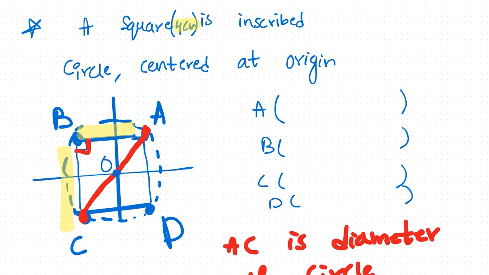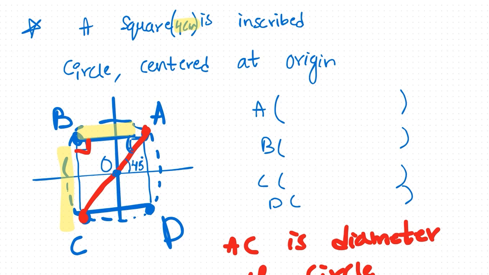Oh, so we can assume that it's 45. The diagonals of a square bisect the angle at the vertex, correct? So basically, if this is 90 degrees, the red diagonal bisects this angle. It becomes 45 and 45. So this is also 45, vertically alternate interior angles. Okay.